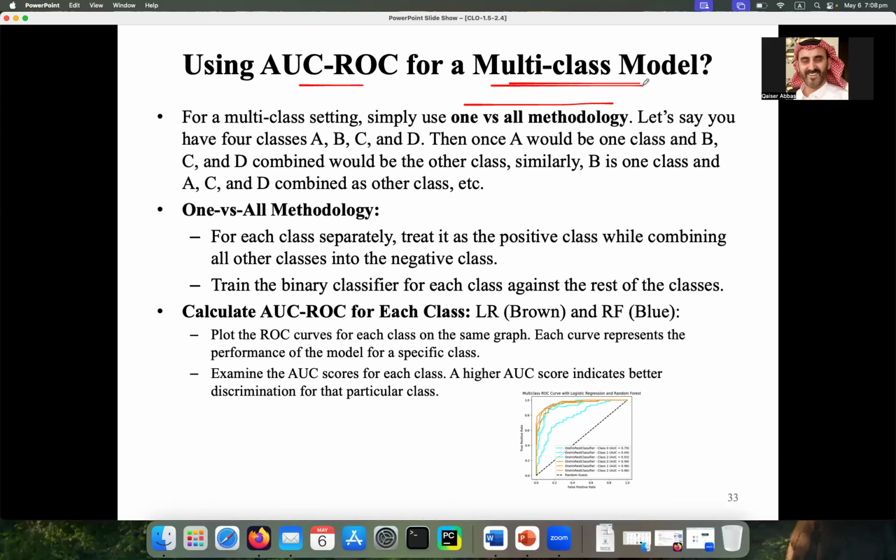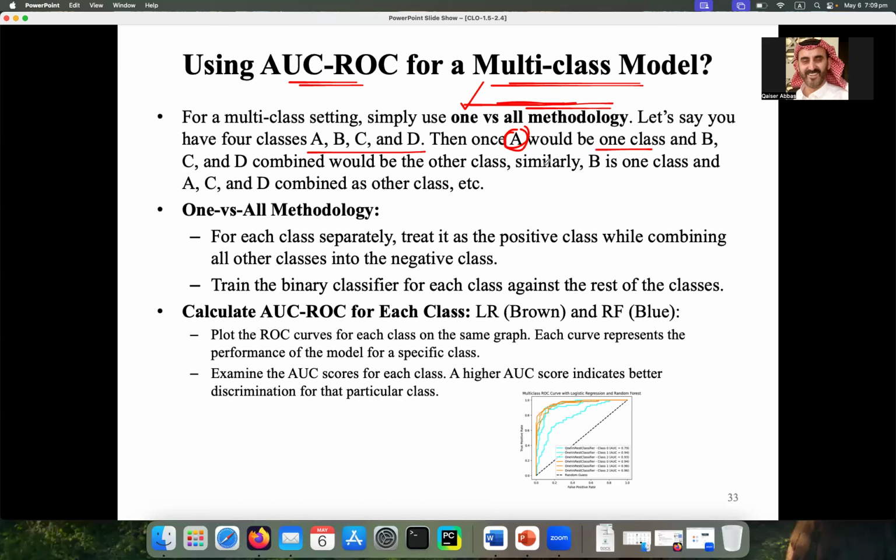So if we have multiple classes and not a binary classifier, and we want to use AUC-ROC, then we have to use this methodology, which is called one versus all. What does it mean? For example, if you have 4 classes A, B, C, D, you will take one class out. For example, A, you take it out and call it one class. And all the other classes B, C, D, the remaining ones, you call all.